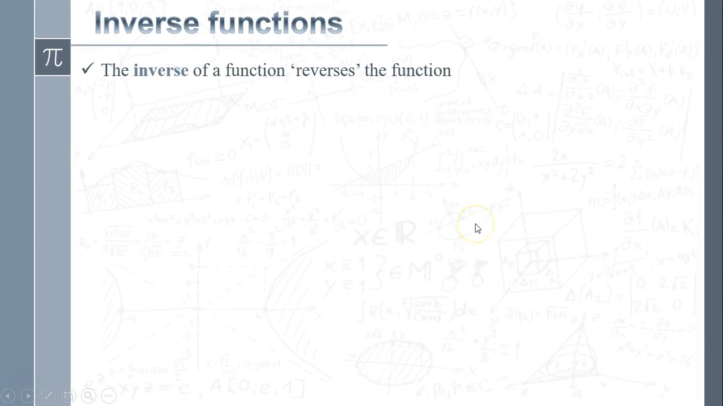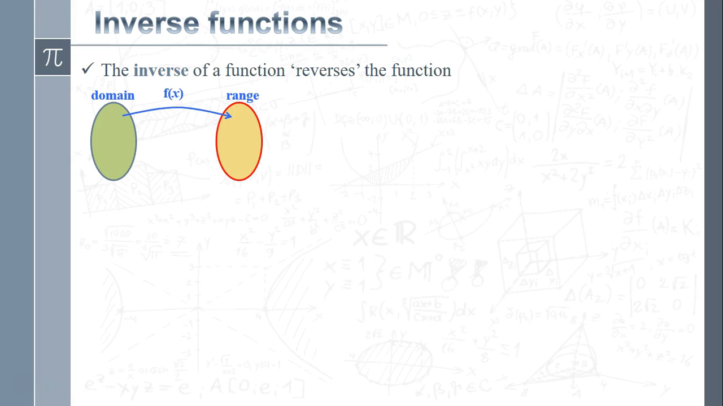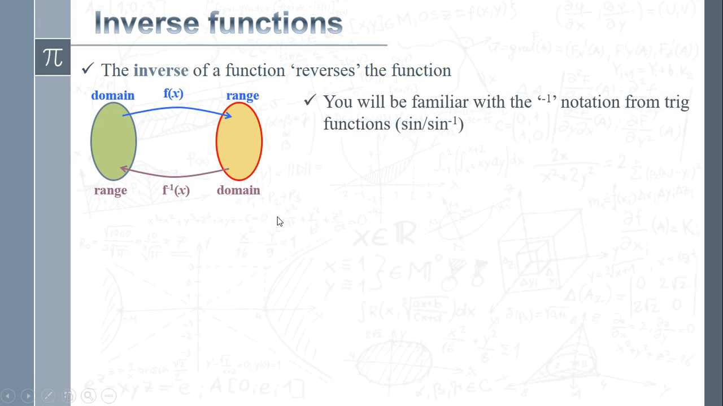So here we go. Inverse of a function, again, something you should be familiar with from GCSE. It basically sends your function back to where it started. Essentially, I've got a function taking me from my green domain to my range, and that's f of x. Then my inverse function goes back the other way. And there's two things to note. The first thing is this notation, the -1, which hopefully you're familiar with.